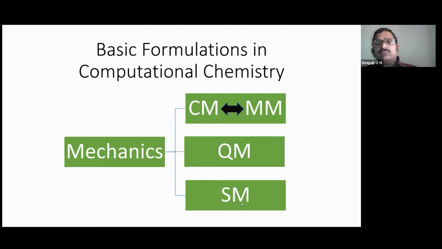There are various methods with which computational chemistry work is carried out. Let me tell you, one of the major branches of science which we make use of in the computational chemistry regime is mechanics. You have classical mechanics, quantum mechanics, and statistical mechanics. These three major domains of mechanics have been extensively utilized in the working formulations of computational chemistry.